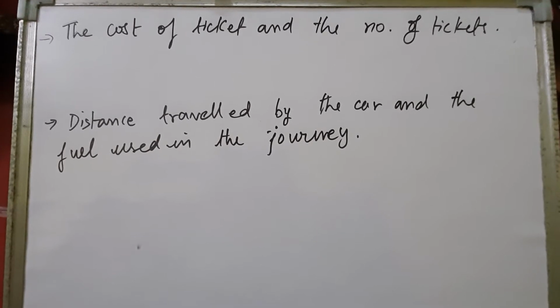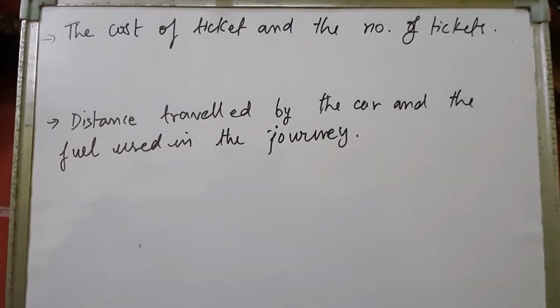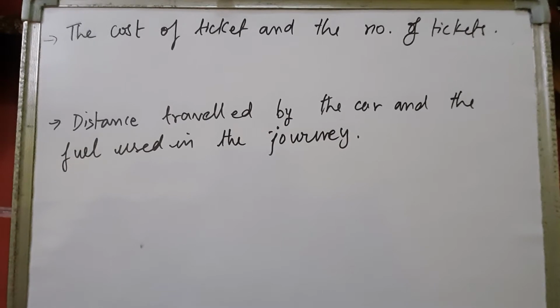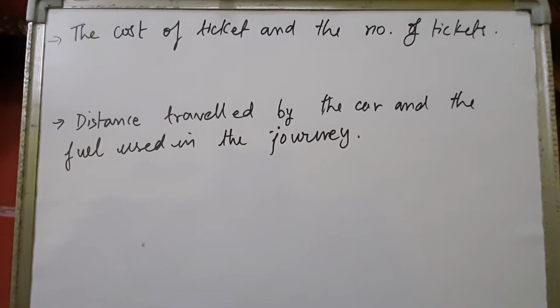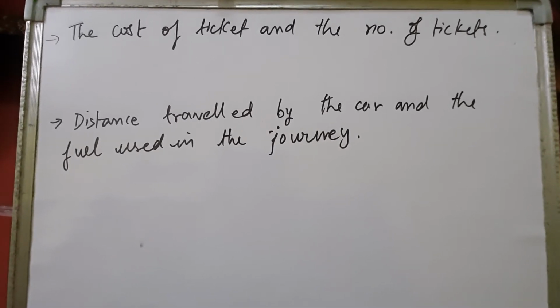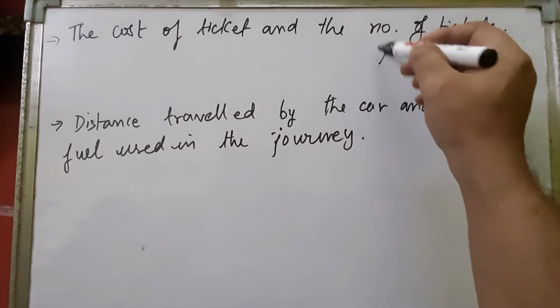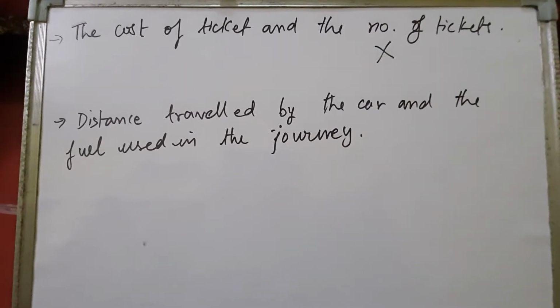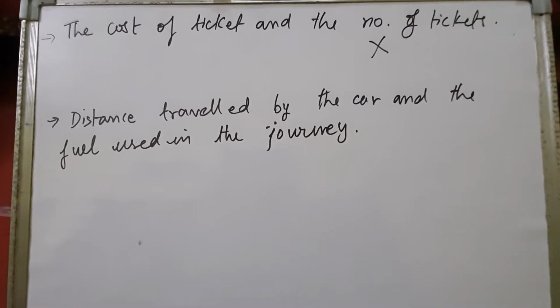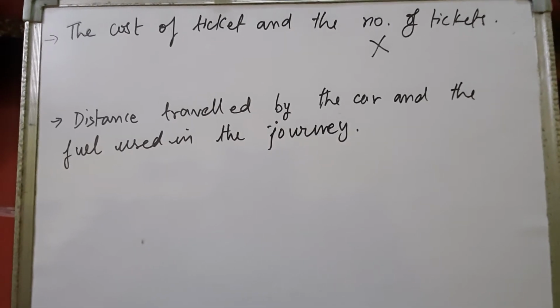So from here we can see that when the cost of the ticket is increasing, the number of tickets that we can purchase will decrease. So is this an example of direct proportion? No, this is not a direct proportion. Let's see another example.